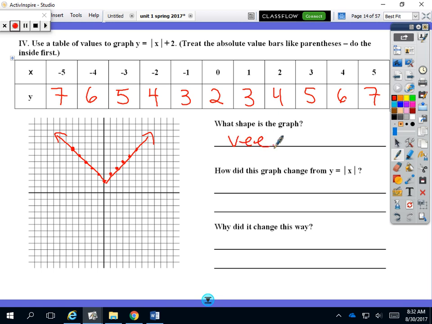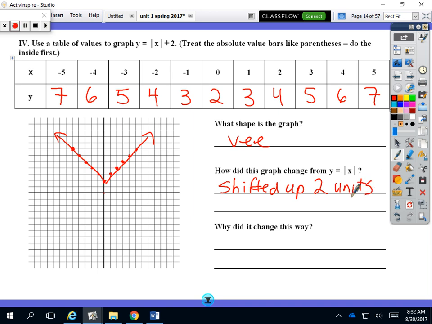But I do see that the vertex is in a different spot. It's no longer sitting on the x-axis. It's moved up. So it's still on the y-axis, just like the parent function, which starts here. But it went up 1, 2 units. So it shifted up 2 units. Why do we think that changed that way?